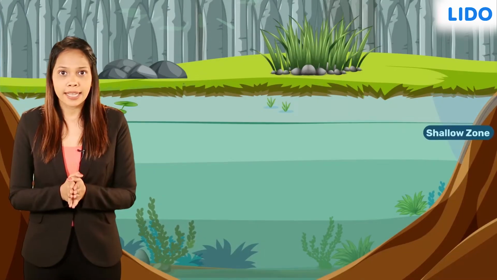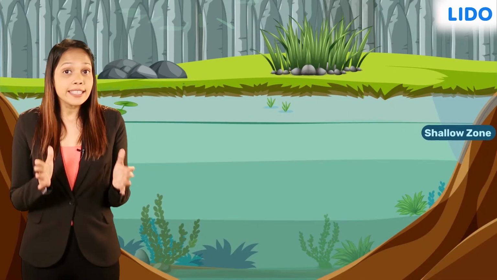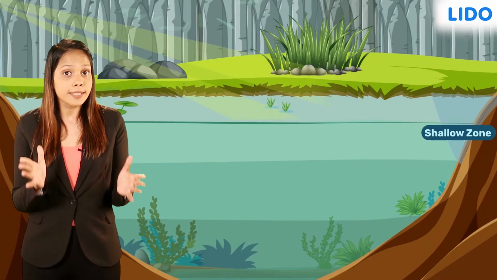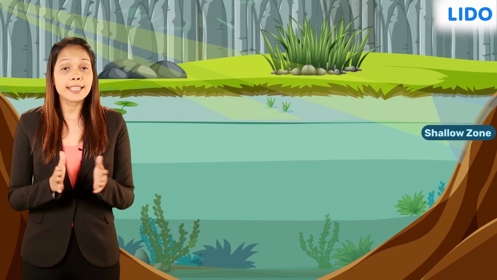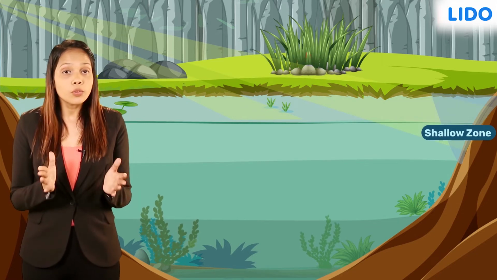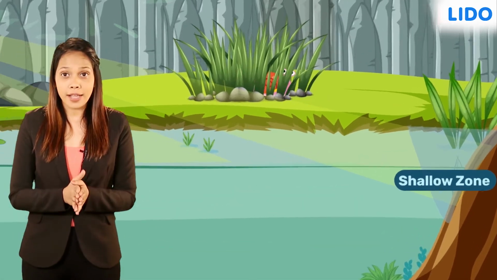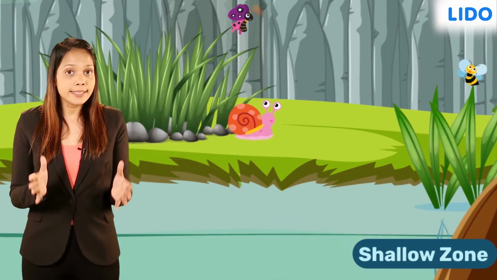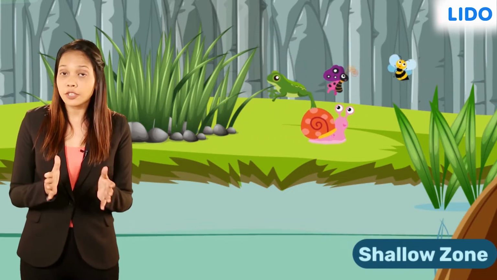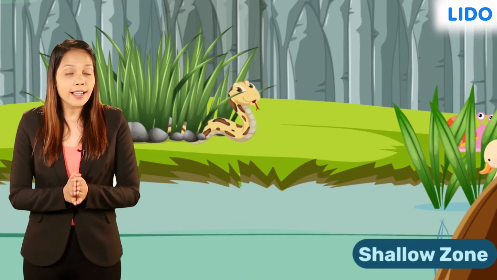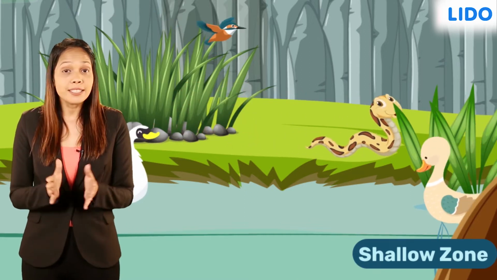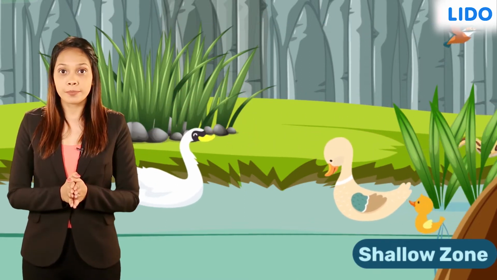The shallow zone is near the land. This zone receives a lot of sunlight. The plants and animals here grow towards the edge of the water body. One can usually find snails, water insects, frogs and fish here. Predators like snakes, ducks, kingfishers and swans are also seen here.